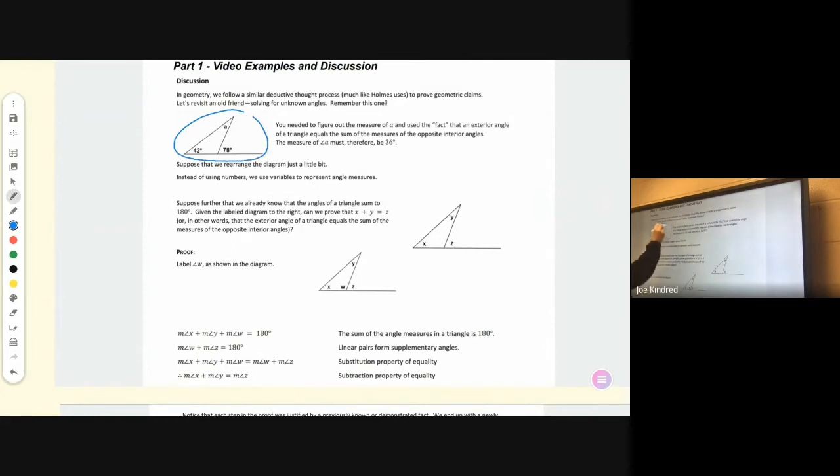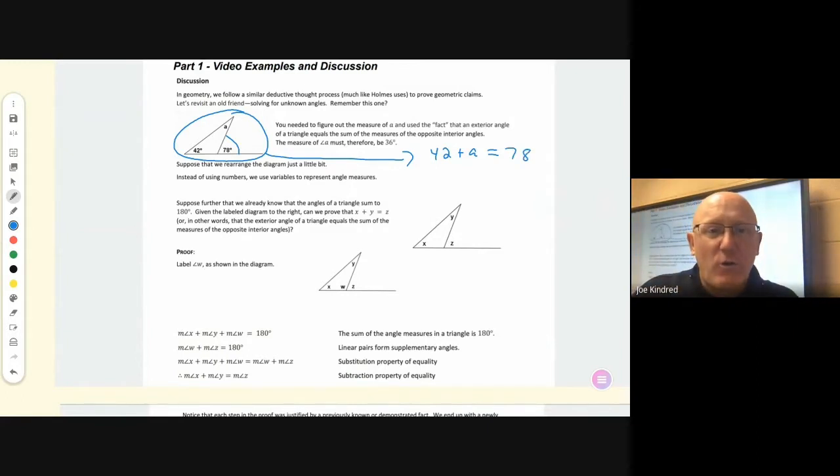This example right here. We've been given this fact that 78 is equal to 42 plus A. We've already learned that the remote interior angles, 42 plus A, are equal to the exterior angle, 78. We learned that in previous lessons. So suppose that we take a generic approach and we label X and Y to be the remote interior angles and Z to be the exterior angle, and we want to prove that in every situation, this is going to be the case.